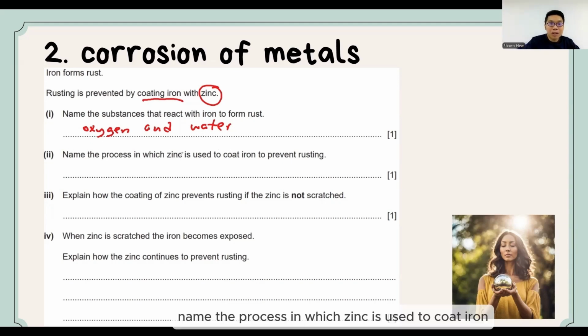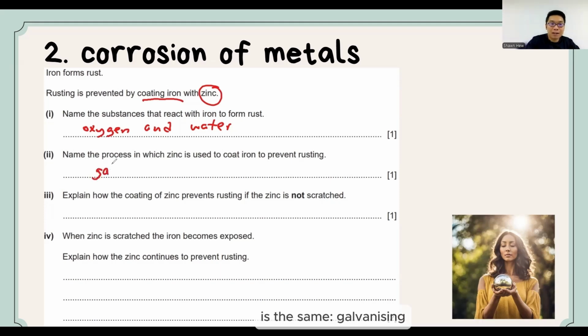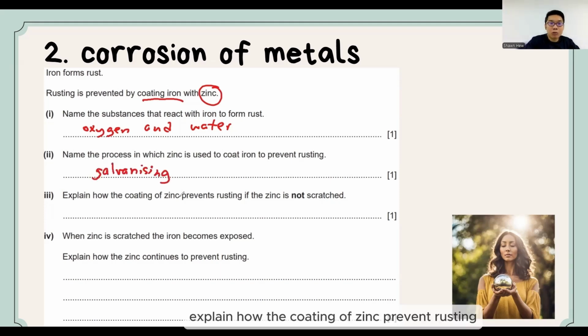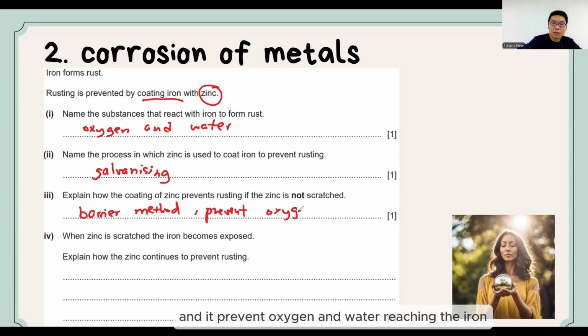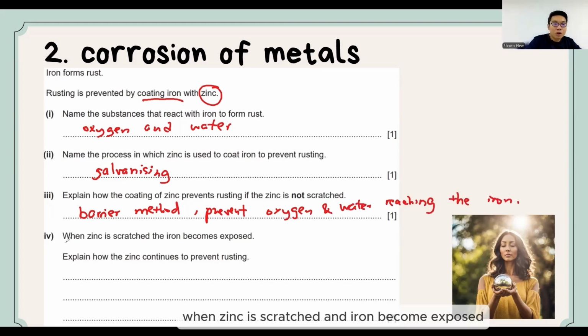Next, name the process in which zinc is used to coat iron to prevent rusting. It's the same, galvanizing. Explain how the coating of zinc prevents rusting if the zinc is not scratched. If it's not scratched, then it's actually a barrier method, and it prevents oxygen and water from reaching the iron. When zinc is scratched and iron becomes exposed, explain how zinc continues to prevent rusting.